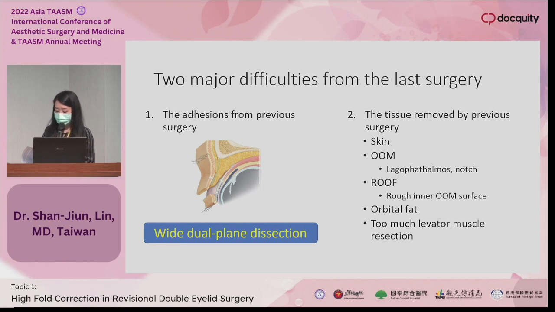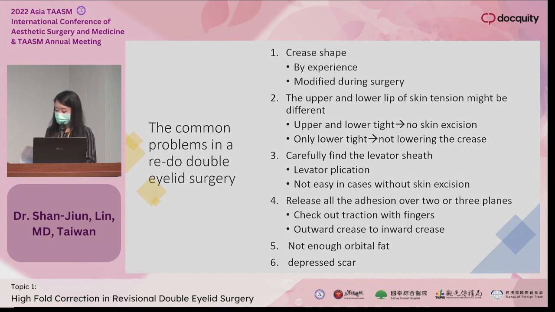So, what are the problems from it? The common problems in the revision surgery. The first is crease shape. For the eyelid that has not been operated on, we can use the probe to shape the double eyelid and then use this line as the wound to perform the surgery. But when there is already a relatively high double eyelid line, we cannot use the probe to shape a lower one. So the design of the crease is sometimes based on experience and has to be modified during surgery.